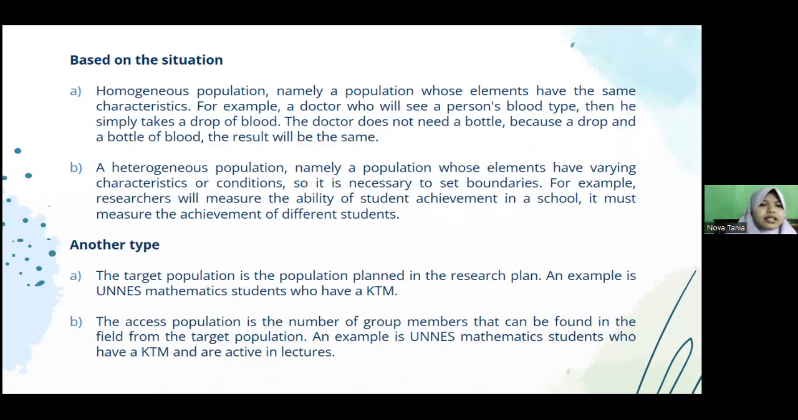This is another type of population. The first is the target population, which is the population planned in the research plan. An example is UNES mathematics students who have a KTM. Second, the access population is the number of group members that can be found in the field from the target population. An example is UNES mathematics students who have a KTM and are active in lectures.